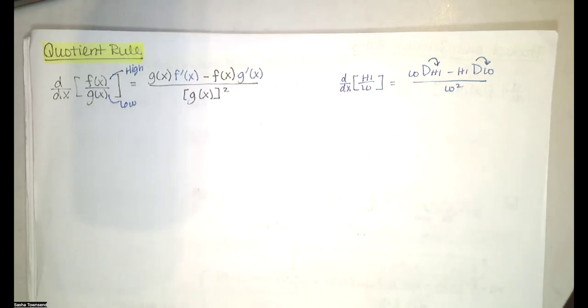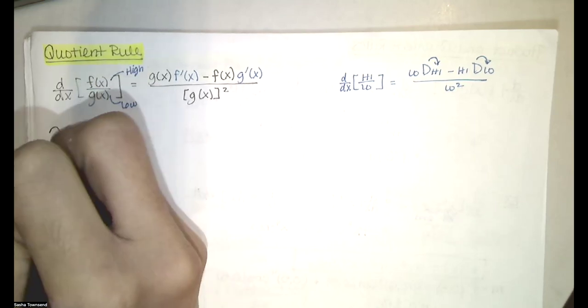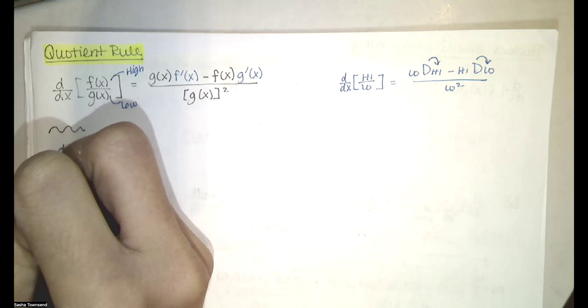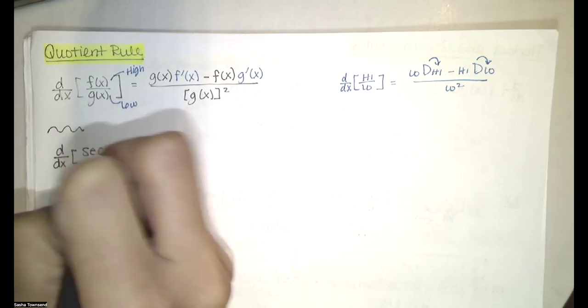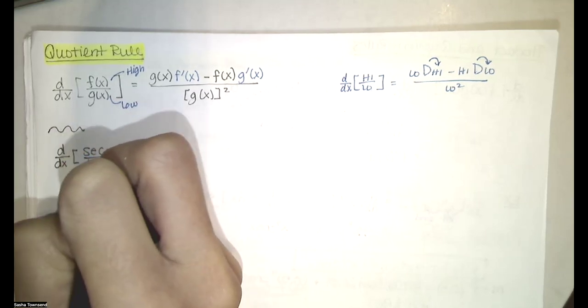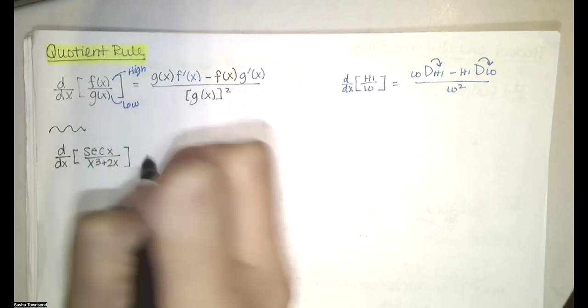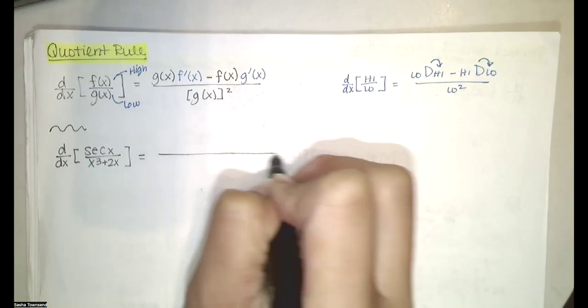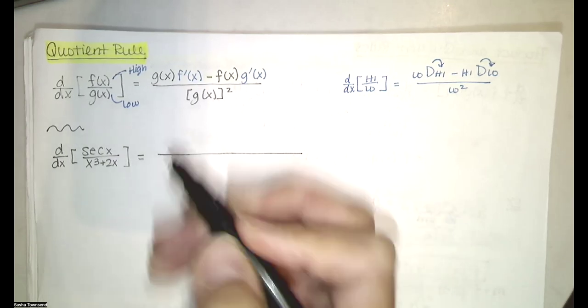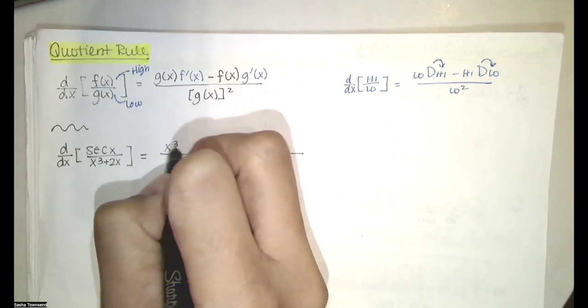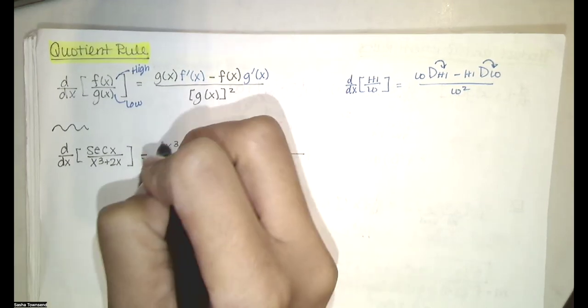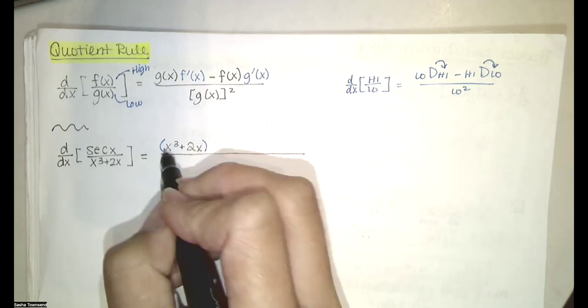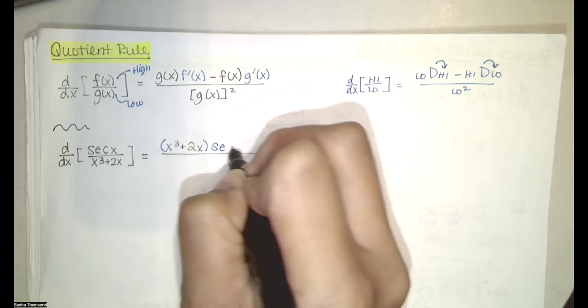So that's our quotient rule, and we'll apply it in 3 examples in this video. We've got the derivative with respect to x of secant of x over x cubed plus 2x. Now, according to my quotient rule, I get low d high. So I write down my low function, or my bottom function, first. Since it's got multiple terms, make sure we add parentheses there. It's low d high, the derivative of the top function.